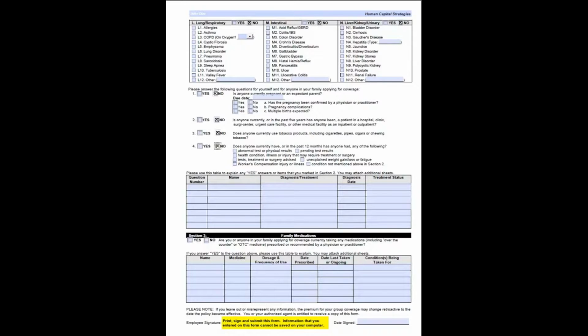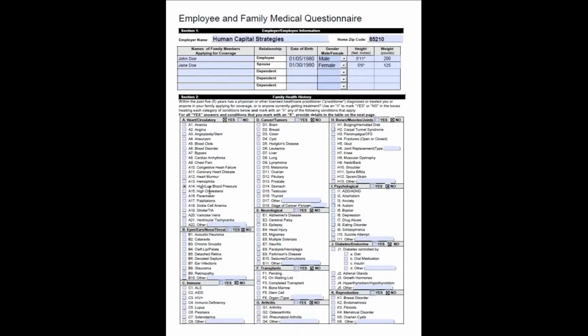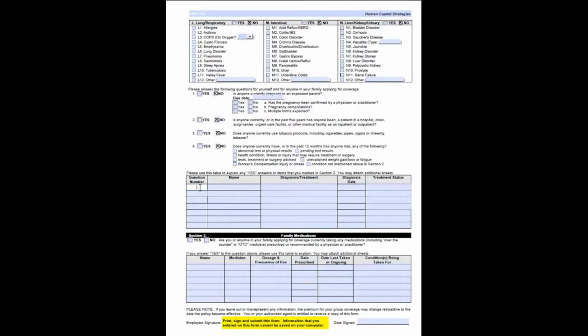Once you come down to the middle of the page here, we want to know what you've been diagnosed with and what you're taking. So you're going to put the question number if you marked yes to any of those boxes. In this case, it was A14, and you're going to put the name of the condition. In this case, it would be high blood pressure. The diagnosis and treatment for this example is hypertension, and the diagnosis date was January 1st, 2012. The treatment status in this example is under control. If there was a cancer, you can put ongoing or continue to have it, whatever it is.